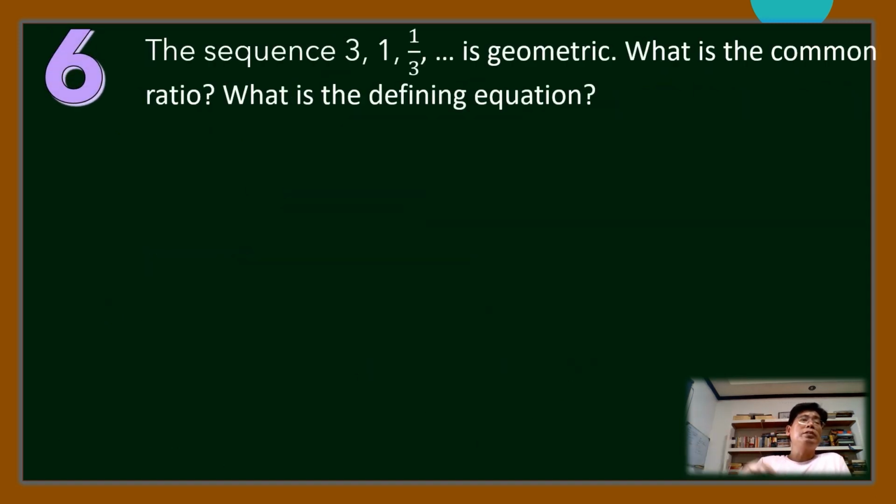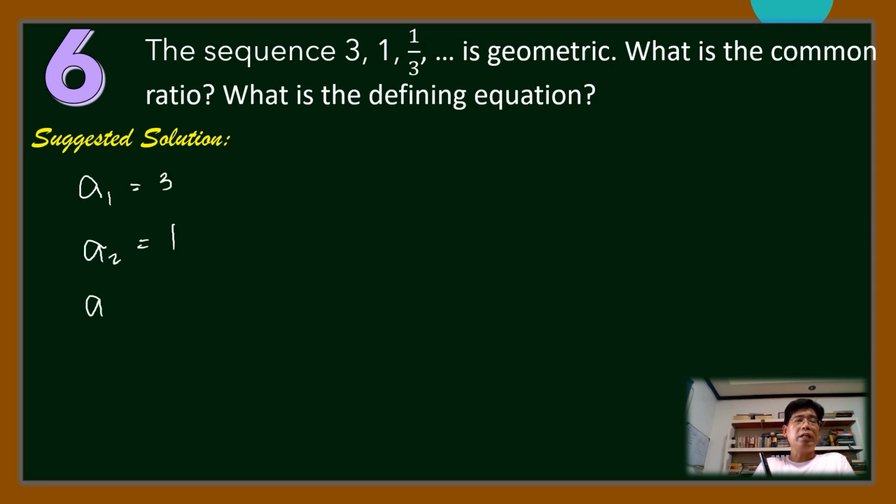Number 6. The sequence 3, 1, 1/3 and the pattern continues is geometric. What is the common ratio? Hence, what is the defining equation? Let us begin by solving for the common ratio. We have a sub 1 equals 3, a sub 2 equals 1, and a sub 3 equals 1/3.